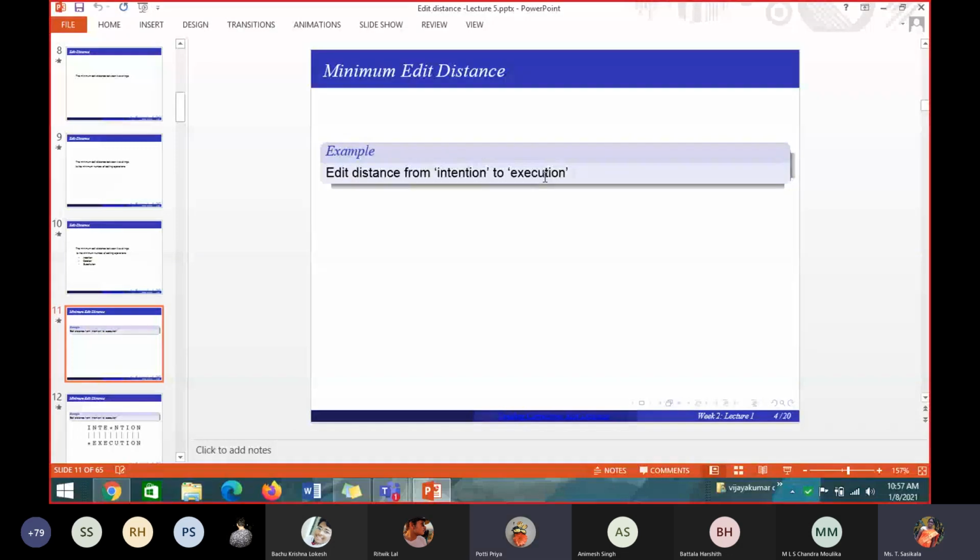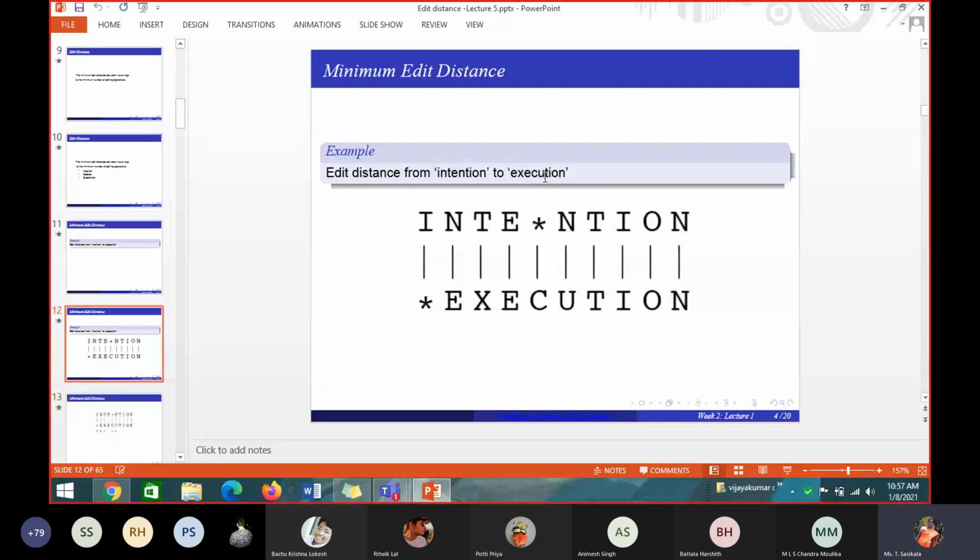Okay, see here. I have written here INTEN. The star you leave it. So from intention, what is my output? What is my output?